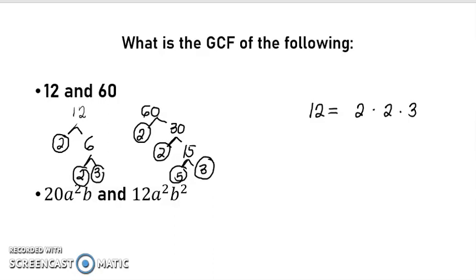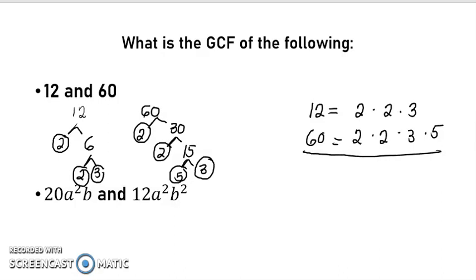So, we can list down now the prime factors of 60. We have 2 times 2 times 3 times 5. Okay, now just a suggestion, list down the numbers or align the common factors of the given numbers so that it will be easier for us to determine which are really common. So for example, I have here 2 is aligned to 2 and then 3 is aligned to 3.